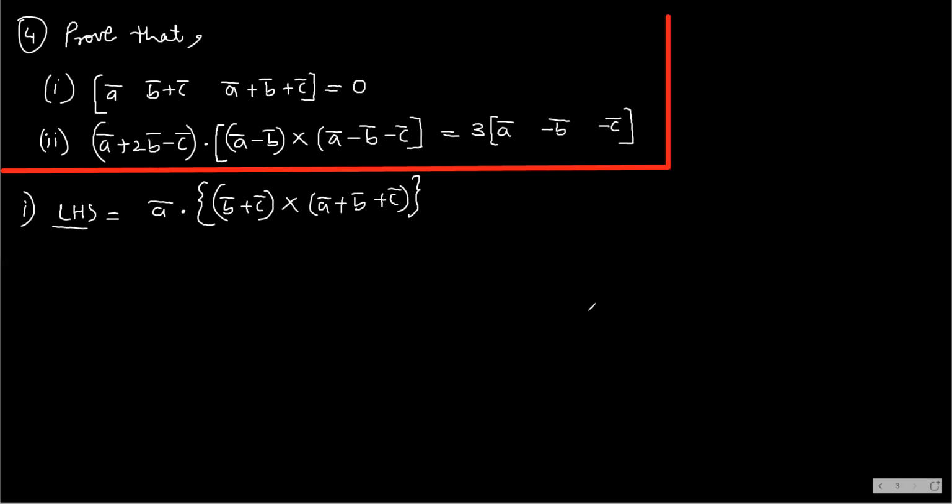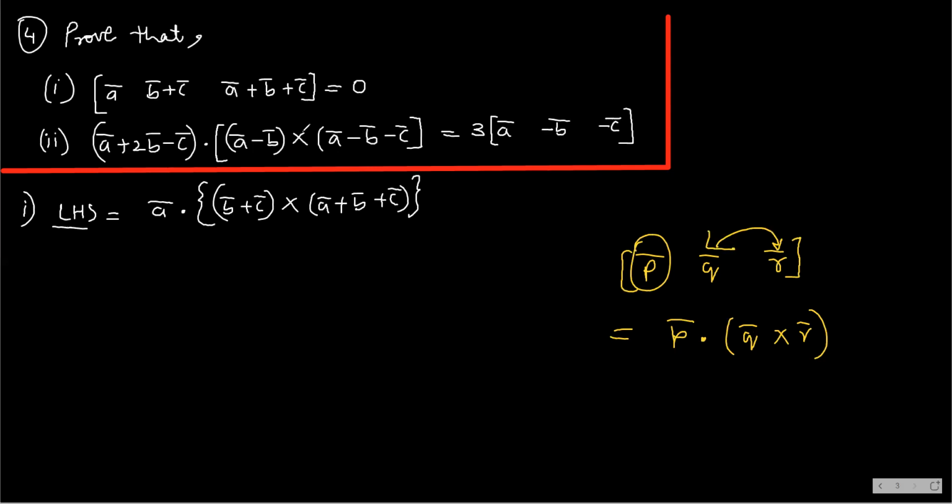If I ask you the box product of P bar, Q bar, and R bar, what will you write for this? You will write it P bar dot Q bar cross R bar, right? P bar dot cross of these two. I've done the same thing. A bar dot cross of these two vectors. I hope you all are following this.